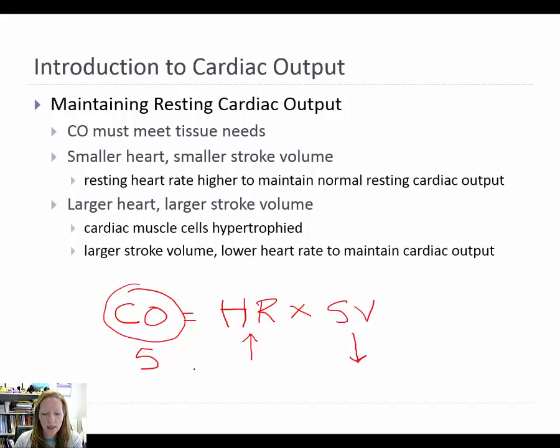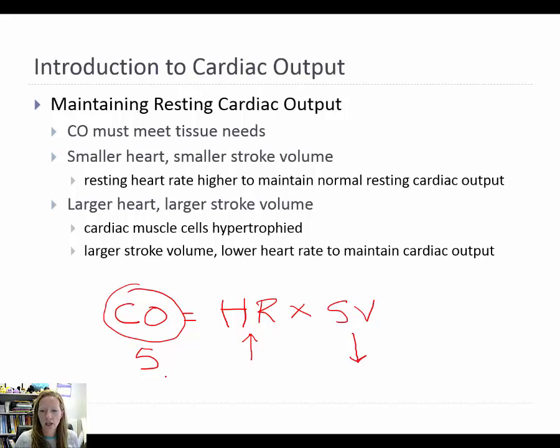So that's why newborns are going to have a higher heart rate than adults. They have 120 to 160 beats per minute, and it's because they're going to have a smaller heart and a smaller stroke volume because of that. Same with females. Because females will have a smaller heart, they tend to have a slightly higher, not as high as newborns, definitely not as high as newborns, slightly higher heart rate than males because of that.